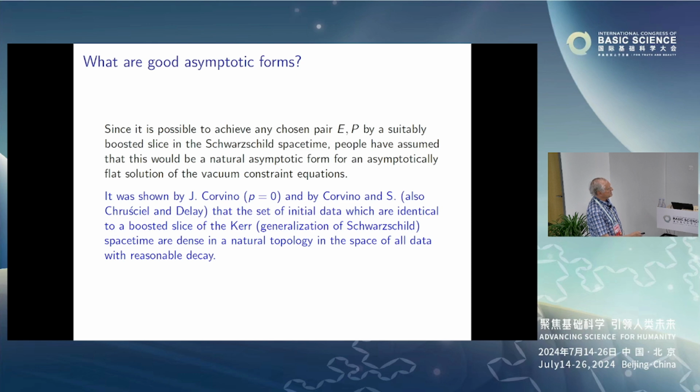And so what the theorem here is that the set of initial data which are identical to a slice in Kerr near infinity are actually dense in the set of all data. So you can take any asymptotically flat data with suitably good decay, and you can always approximate it by data which outside a compact set is an exact Kerr slice. So it gives you an exact asymptotic form, and the set of such data will be dense. You can approximate any reasonable data by data like that.